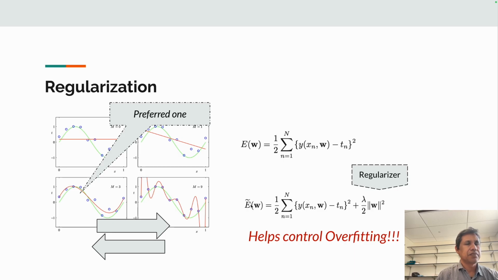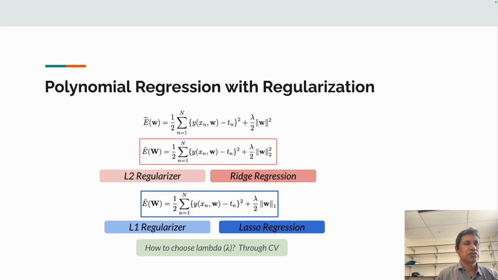Regularization actually helps us control overfitting. How? We have discussed that in our last lecture. We also discussed some naming conventions. For example, if your regularizer is an L2 regularizer, we call the regression model Ridge regression. And if you are using an L1 regularizer, we call it Lasso regression.